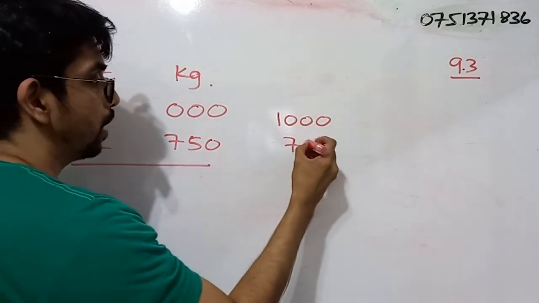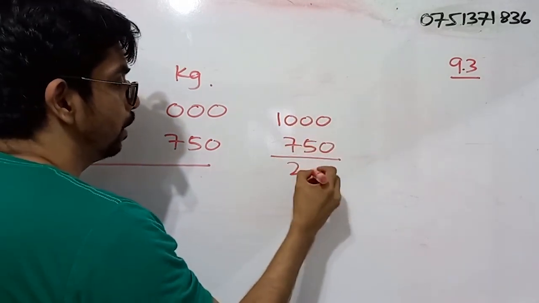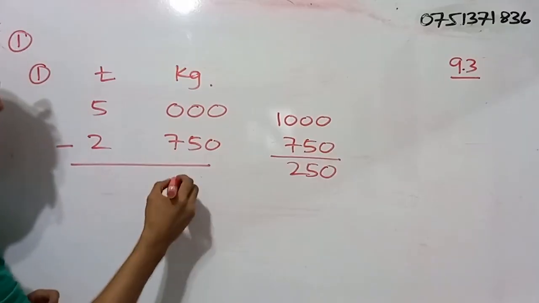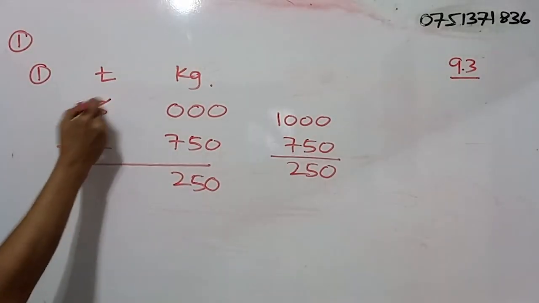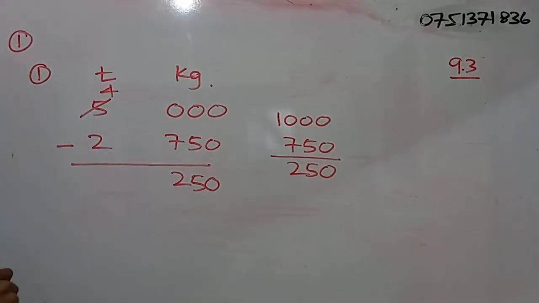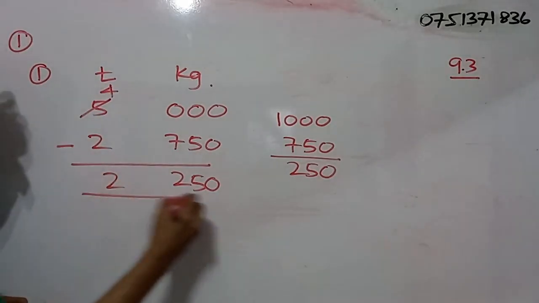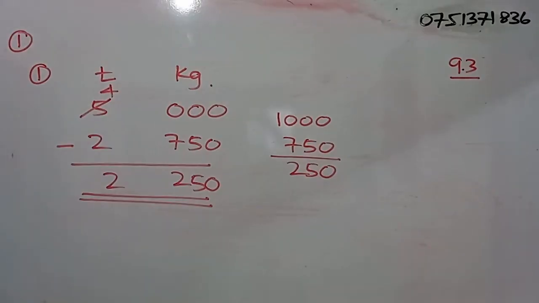From that we can subtract 750, so we get 250. So here we get 250 kilograms. The remaining digit is 4. 4 minus 2, that is 2. So the answer is 2 tons and 250 kilograms.